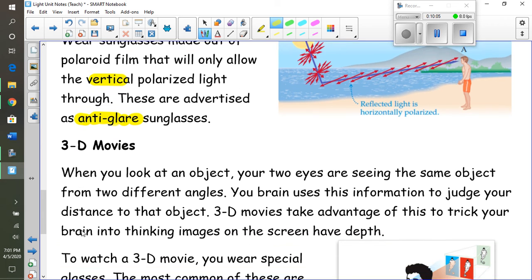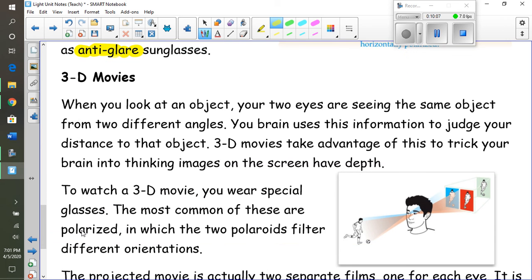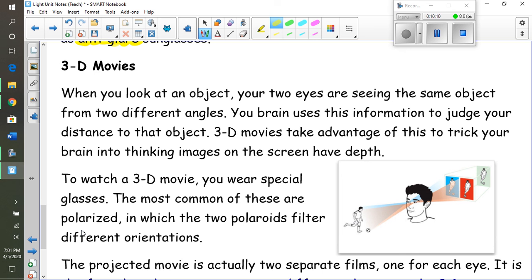3D movies kind of work the same way. When you look at an object, you have two eyes, you're seeing the same object from two different angles. Your brain uses this information to judge distance. So 3D movies kind of take advantage of this to trick your brain into thinking the images have depth.